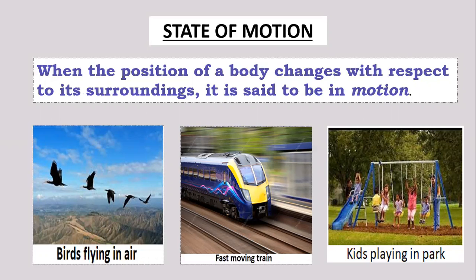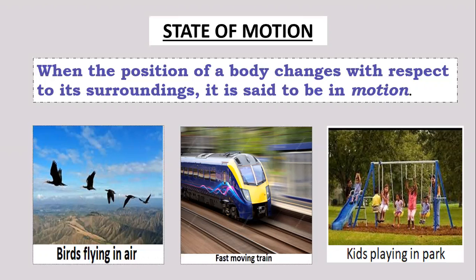A fast-moving train is changing its position with respect to its surroundings. It is said to be in motion. Kids playing in the park are also in motion as compared to the stationary objects around them, like trees. So, in short, rest and motion of an object are observed with respect to its surroundings.